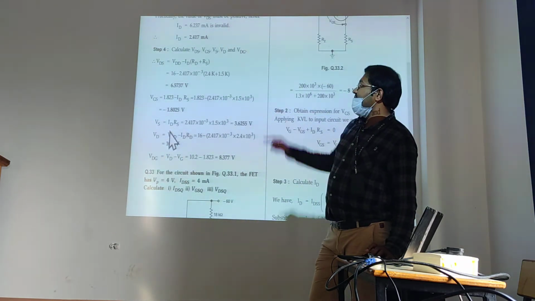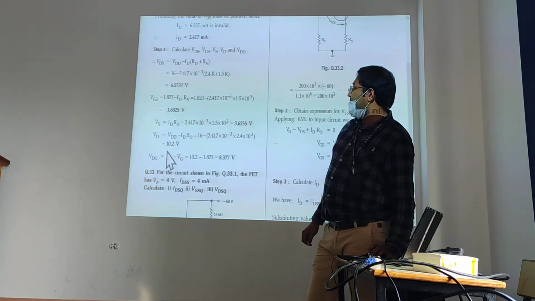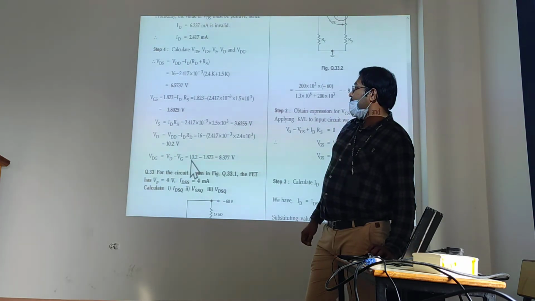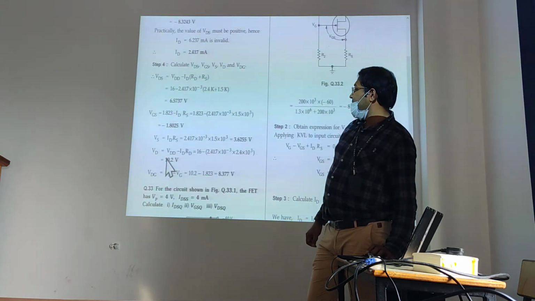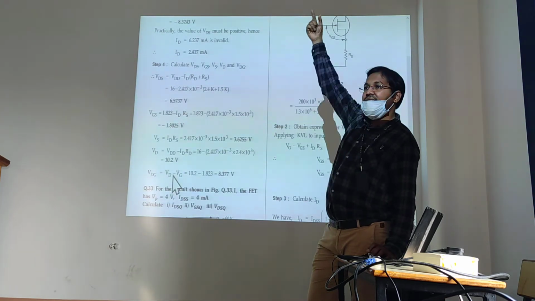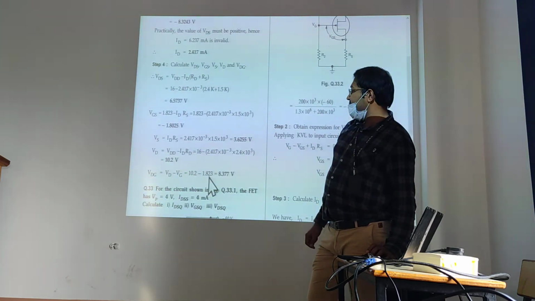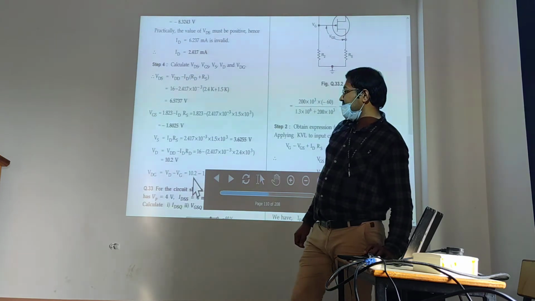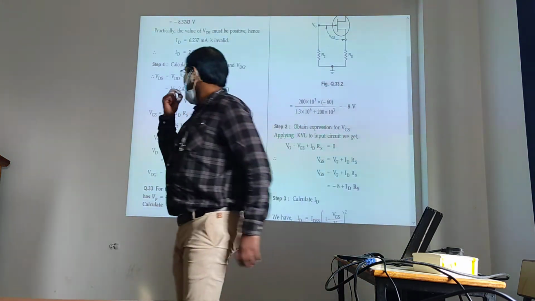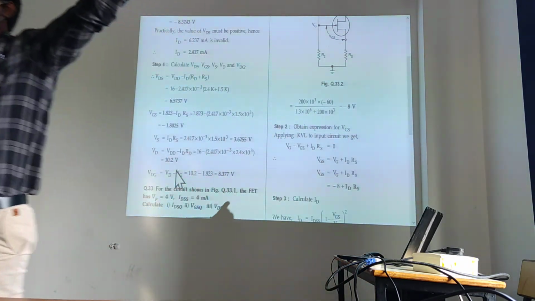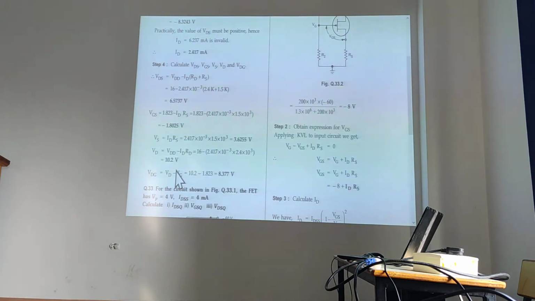VD is here. VG we calculated in the first step, 10.2. VD we just now calculated. Substituting both we are getting the answer. All of you check your answers. Any doubts? Don't hesitate to ask. Any doubts? Raise your hand.